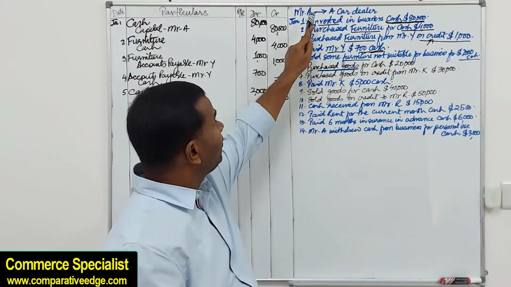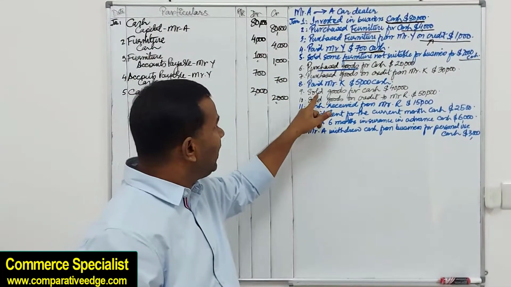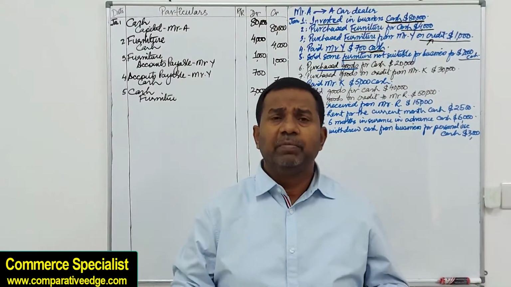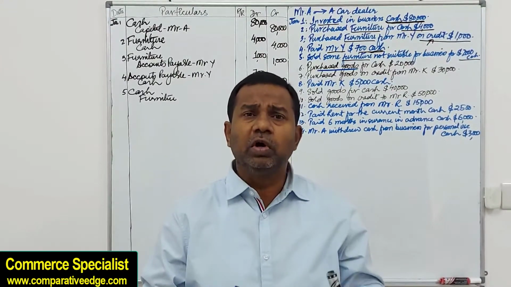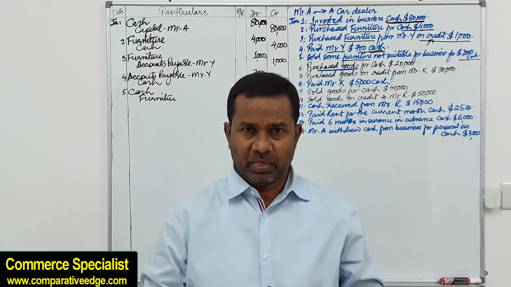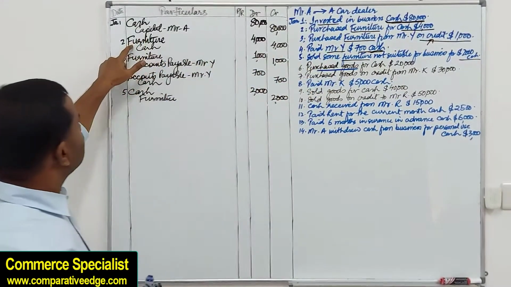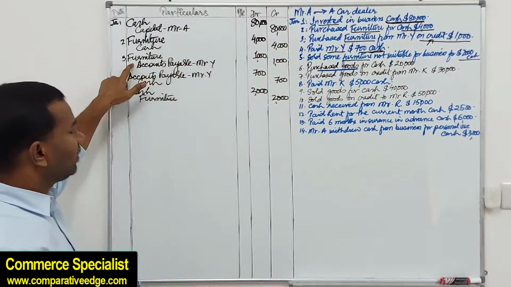So I wrote here for a purpose. Mr. A is a car dealer. So he is buying goods. That means he is buying cars. Please remember, whenever we buy goods, we use the word purchases. Anything else we buy? Look, if we purchase furniture, I debited furniture. In entry number 3, we purchase furniture, I debited furniture.